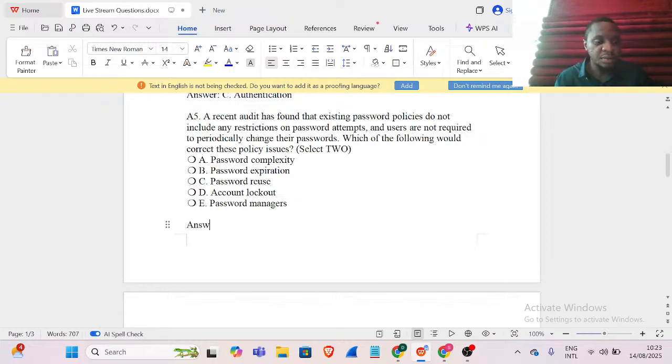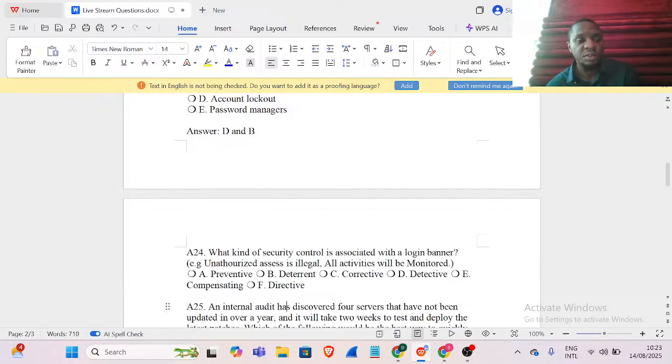It says answer any two. So one of them is D and the second one is users are not required to periodically change their password. Password expiration means the password must be changed after a certain period of time, depending on the company policy. So it should be D, and password expiration helps us change our password regularly.